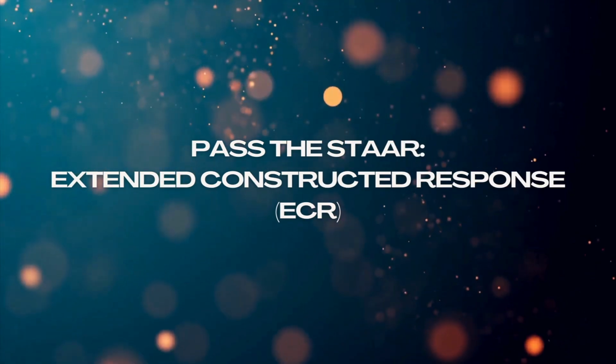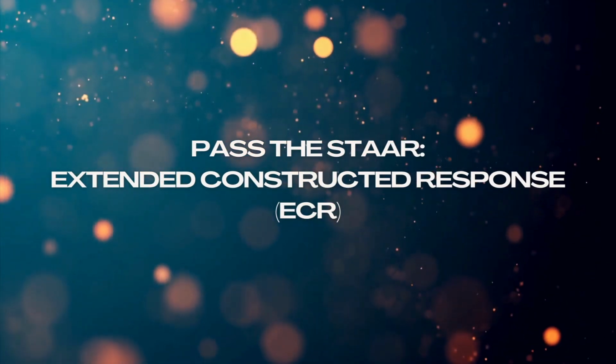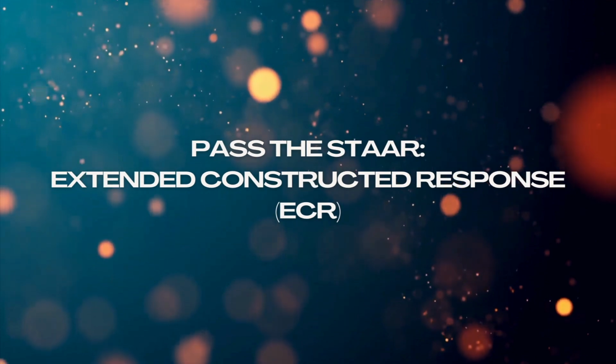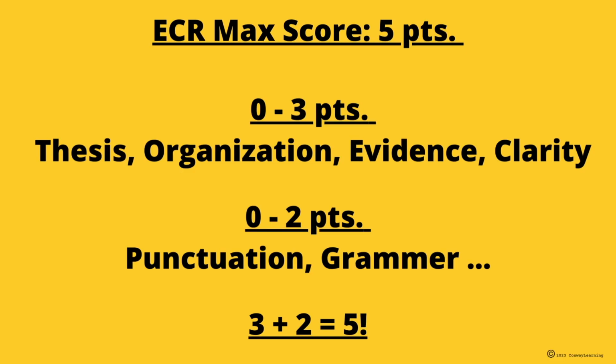Let's talk about extended constructed responses. You might hear teachers call them ECRs. The max score you can get is 5 points. So you could get up to 3 points for your thesis, organization, evidence, clarity, all that business, and up to 2 points for punctuation, grammar, and all of those details. So 3 plus 2 equals 5.